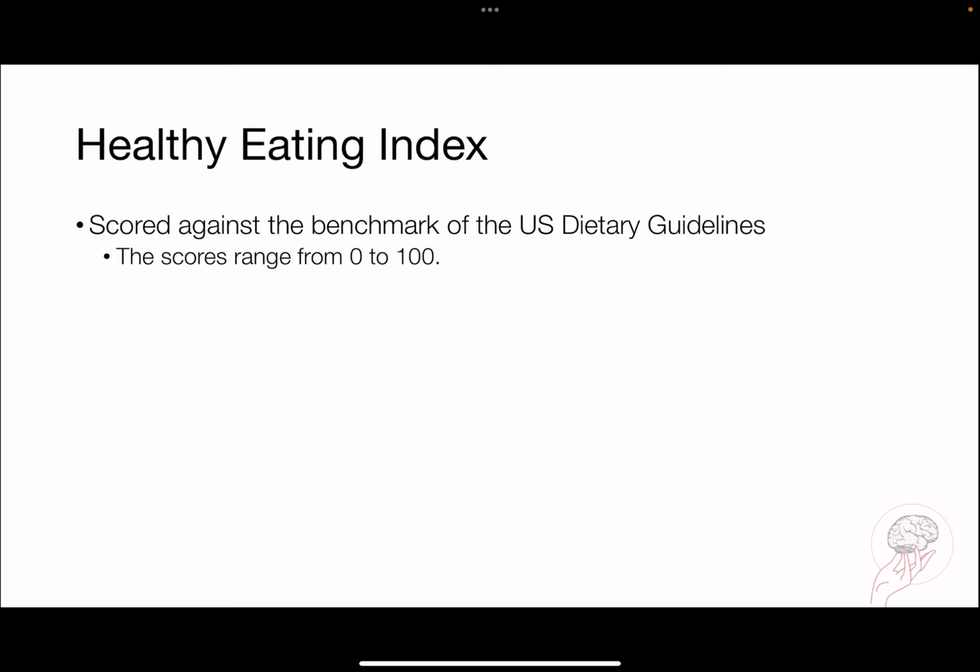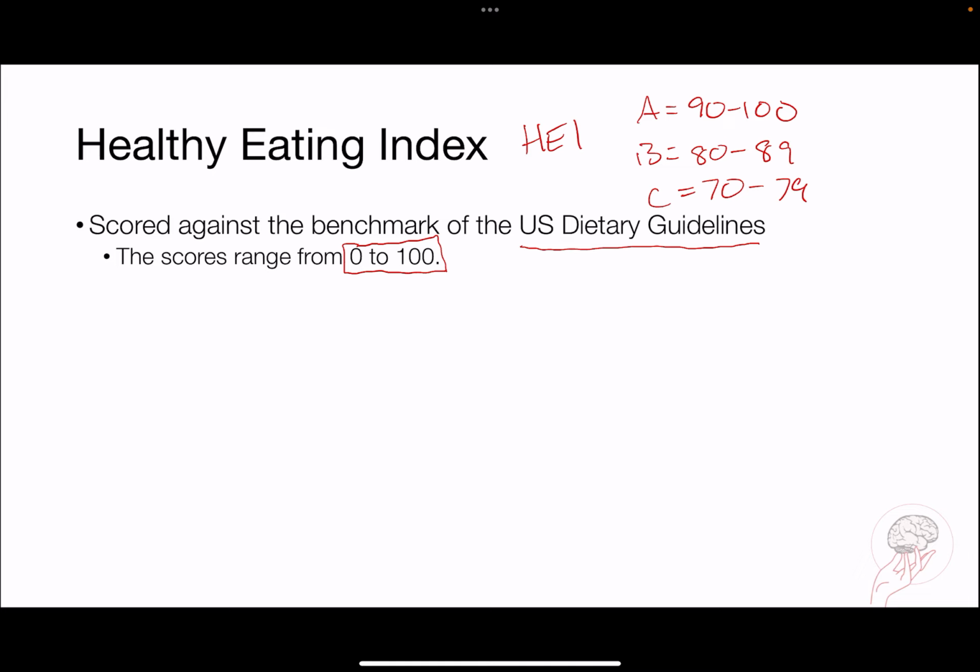From 24-hour recalls, you can estimate this from food frequency questionnaires too, but it's more difficult. We have the Healthy Eating Index, or the HEI. And the Healthy Eating Index is really nice because it's scored against the benchmark of the U.S. dietary guidelines. So the HEI is comparing an individual person's diet to the U.S. dietary guidelines. Another really nice thing is the scores range from 0 to 100, and you can even think of them in the same way that you would think of grades. An A is 90 to 100, B 80 to 89, C 70 to 79, so on and so forth.